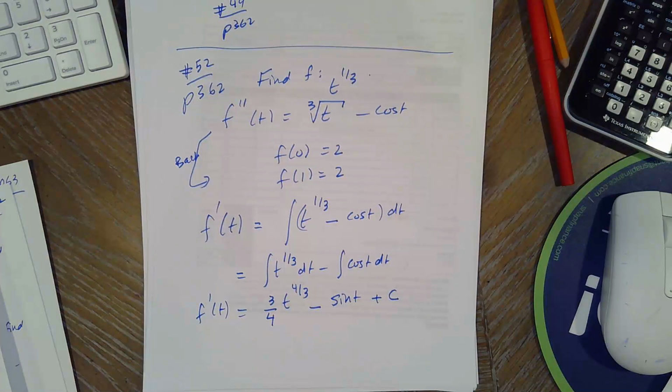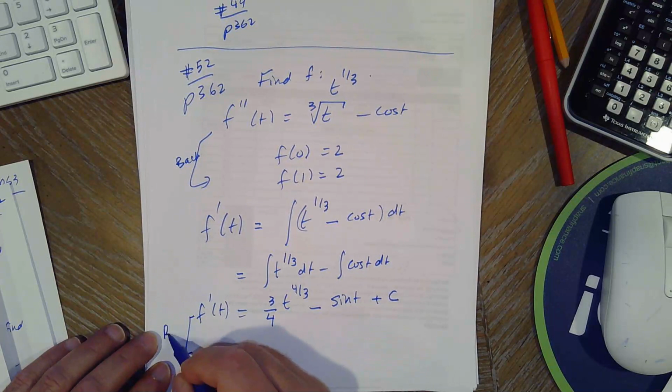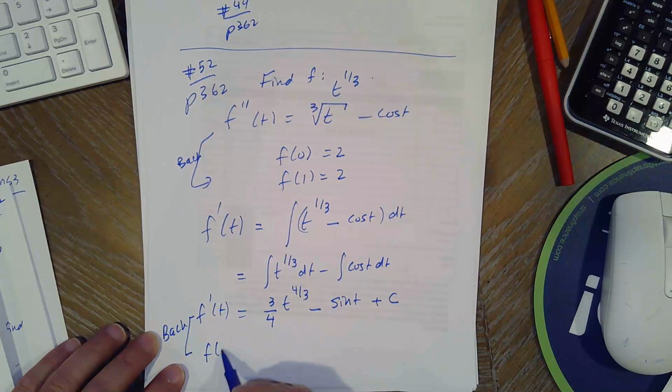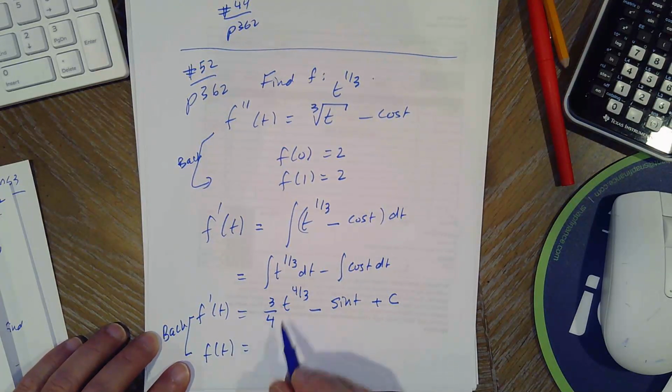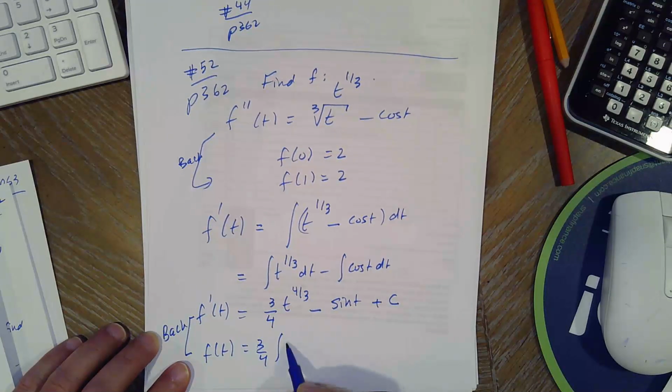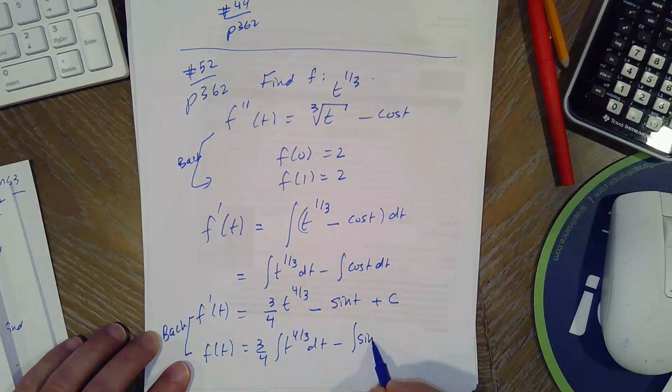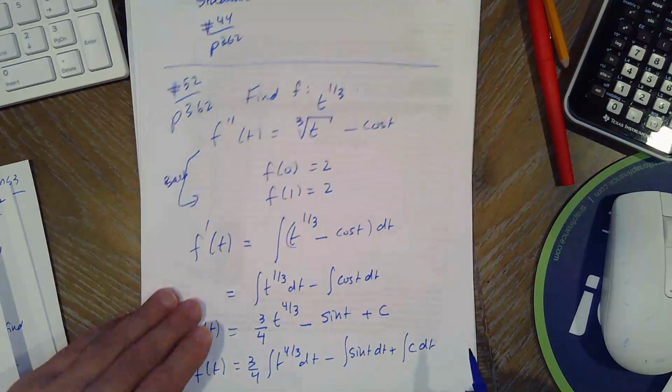Now to find f of t, we'll go back one more step. So f of t is, we're going to integrate, pulling the constant out, splitting it up. So I'm saving some work, plus c dt.